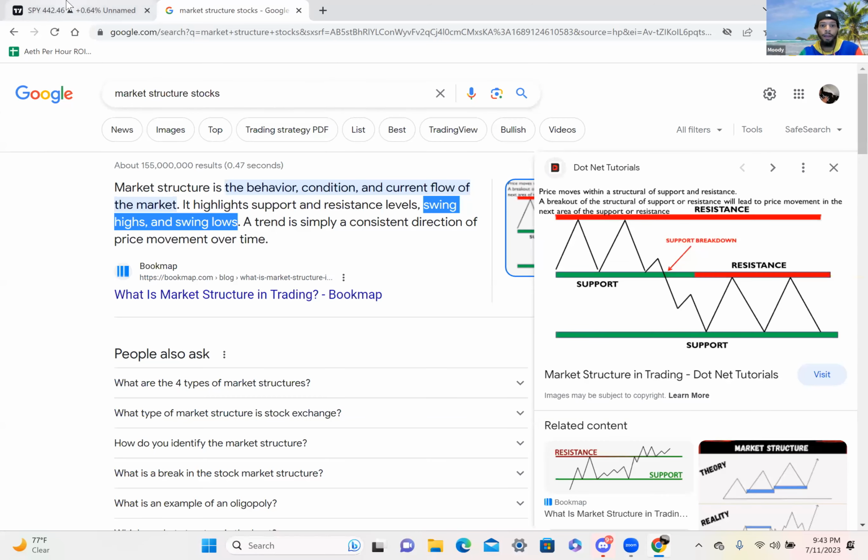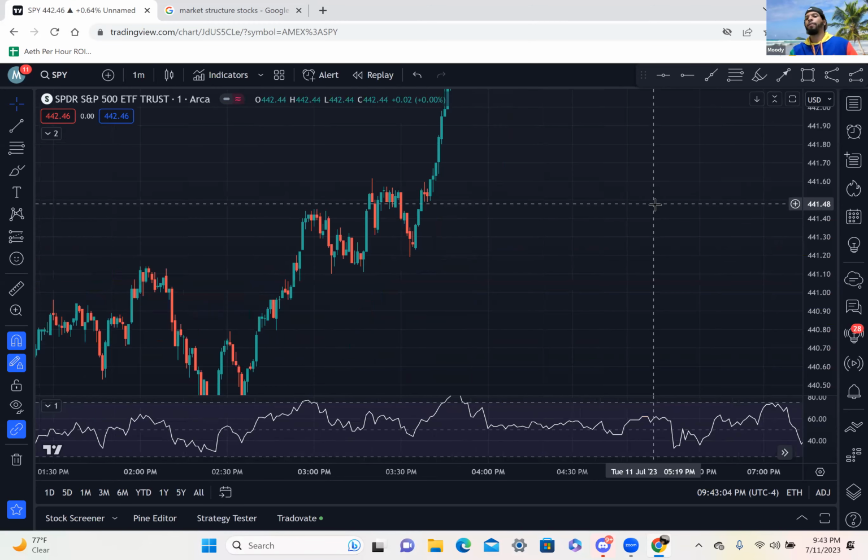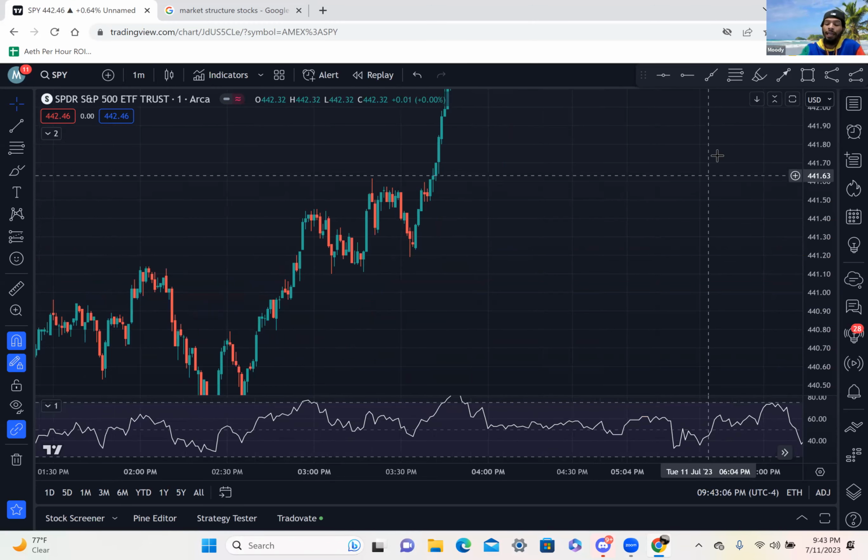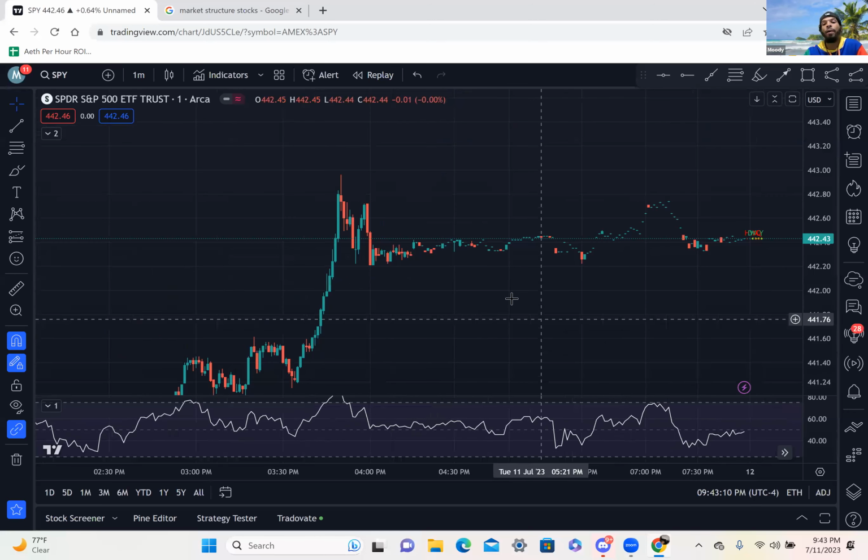Before I get into that, can I get a 1 in the chat if you know what swing highs and swing lows are? Can I get a 2 in the chat if you don't know what a swing high and swing low is? So I can know how to go about it.